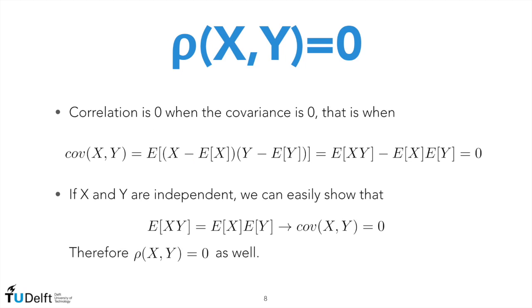Now, the correlation between x and y is equal to 0, that is to say, x and y are uncorrelated, when the covariance is equal to 0. And this comes from the very definition of correlation. Remember that the numerator is the covariance. Now, in the case in which x and y are independent, we know that the covariance is actually 0, because the expectation of the product is the product of the expectations because of independence. In this situation, covariance is equal to 0 and correlation is equal to 0 as well.